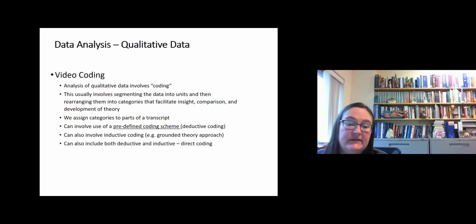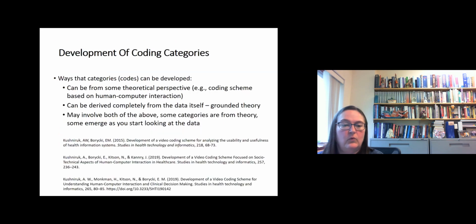Video coding, there are different ways to code the data. Oftentimes you can use a predefined coding scheme. We've actually looked at different types of coding schemes, and they can be informed by theoretical perspectives. They can come from the data itself, so that's more of a grounded theory approach. And you can use different types of categories from the theory, as well as emergent categories that may emerge in relation to the technology and how the test is going.